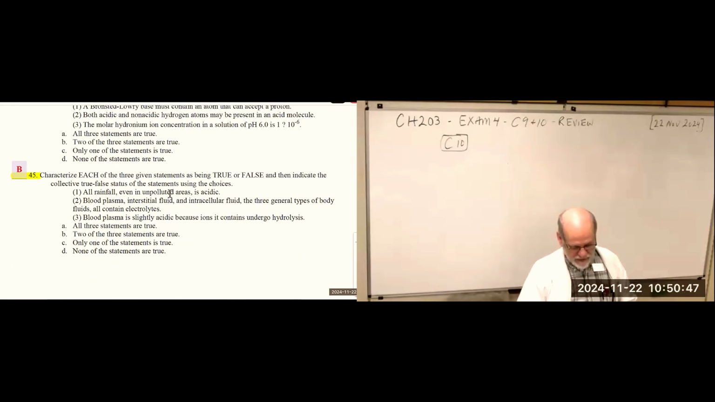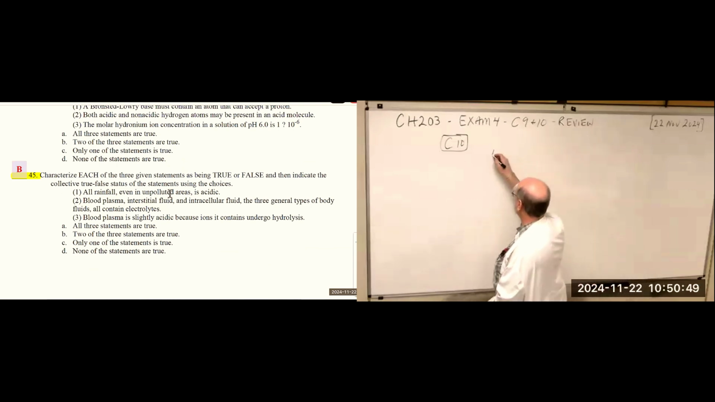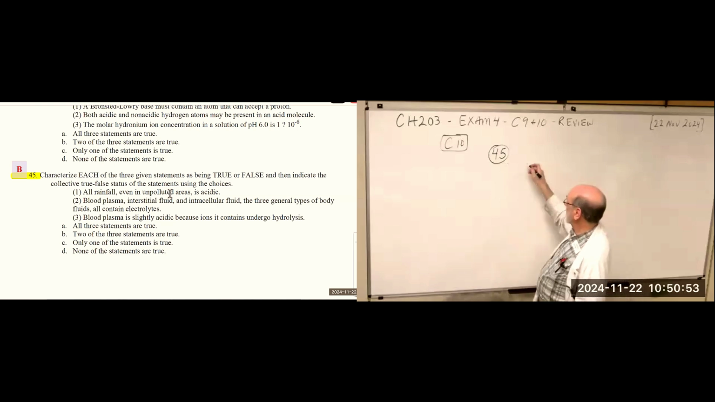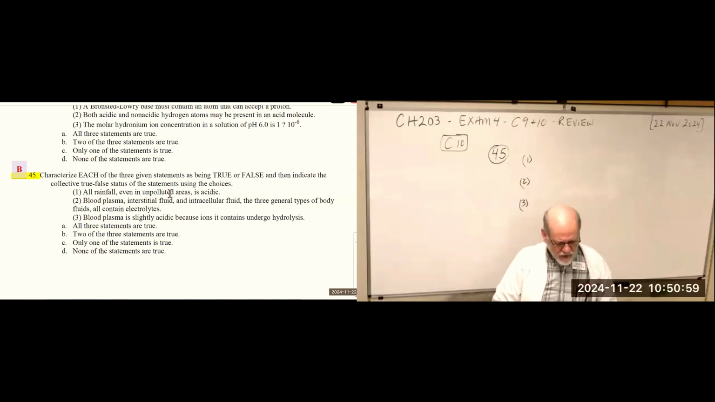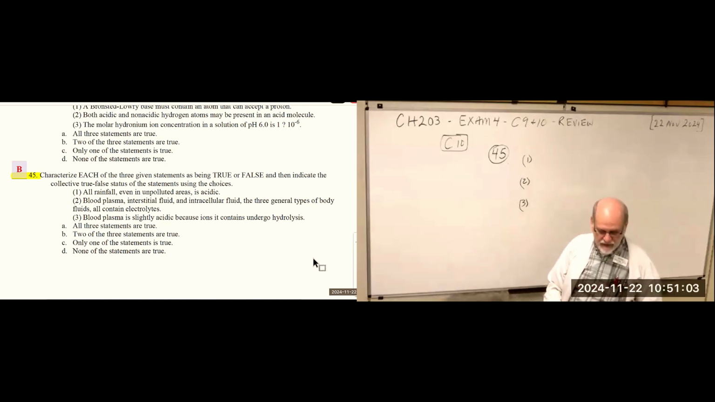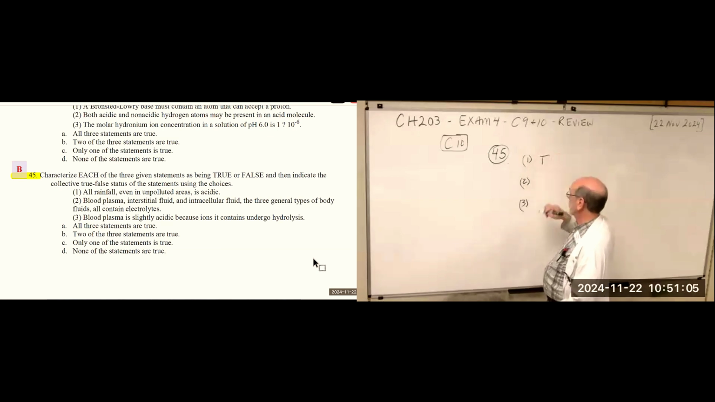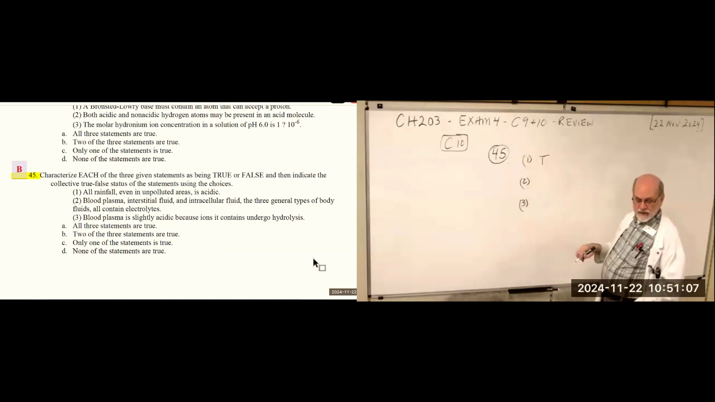Let's see. Oh, we got another one. 45. All right. All rainfall, even in unpolluted areas, is acidic. That's true. Why? Because when rain falls through the atmosphere, it picks up carbon dioxide and gives you carbonic acid.